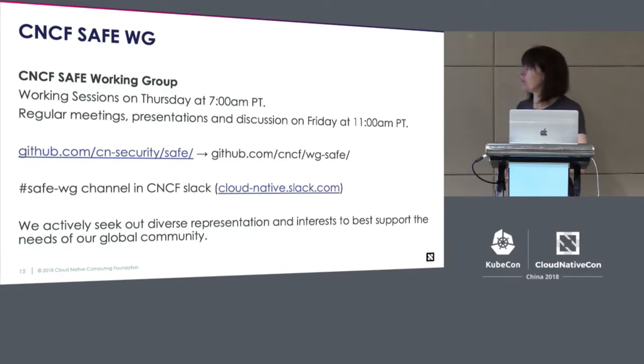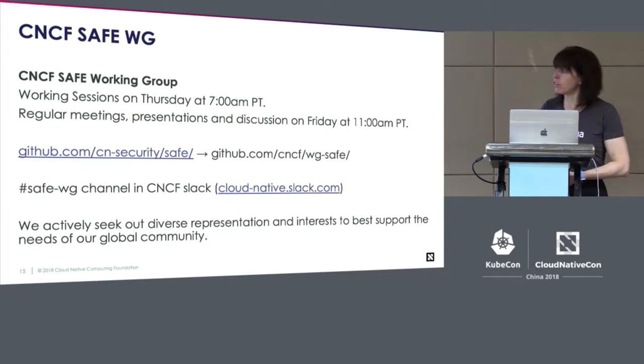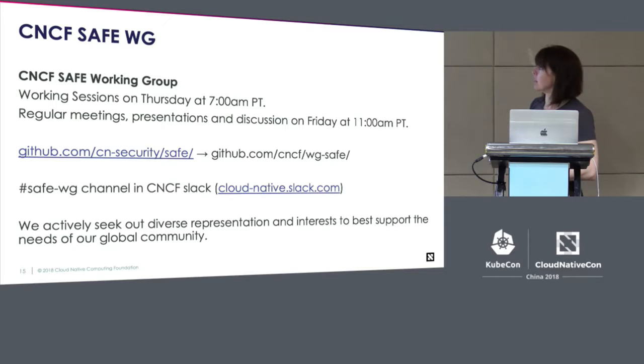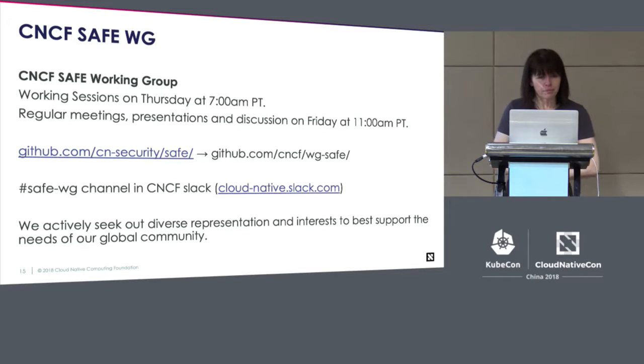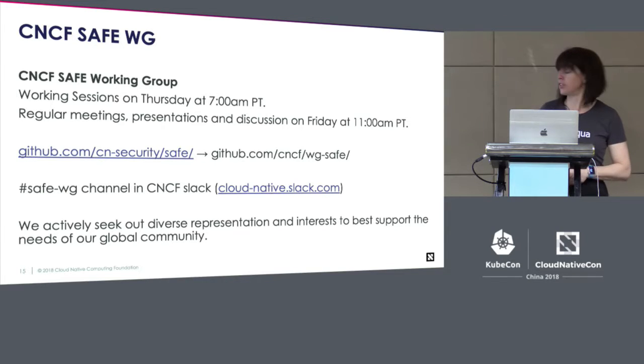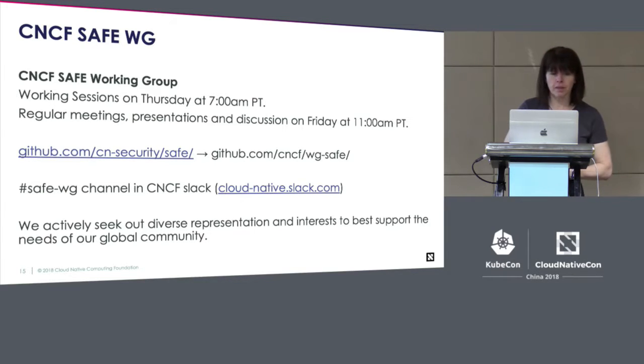We have a working group. We do, actually. At the moment, we've got two weekly meetings happening on Thursdays and Fridays. I suspect the Thursday one may be a slightly friendlier time zone for China, but neither of them are great. Not super for me in London either. So the working group will eventually end up as WG Safe under CNCF. We've got a Slack channel. We're very keen to recruit some new members.